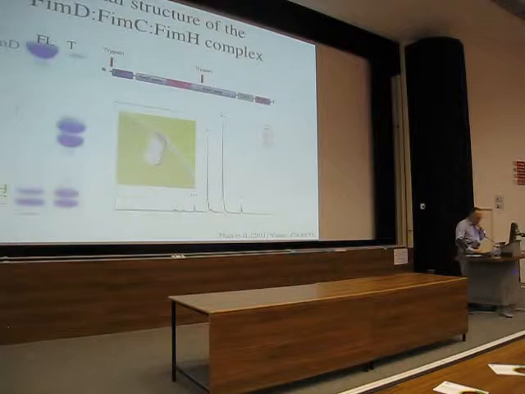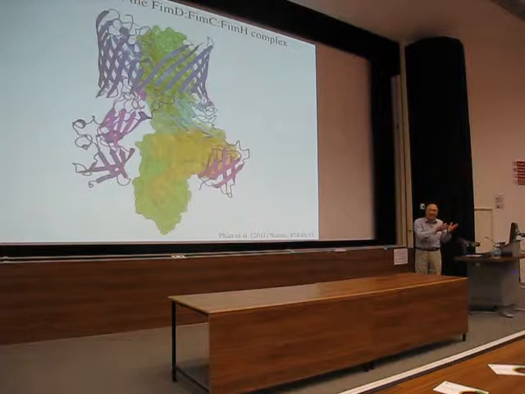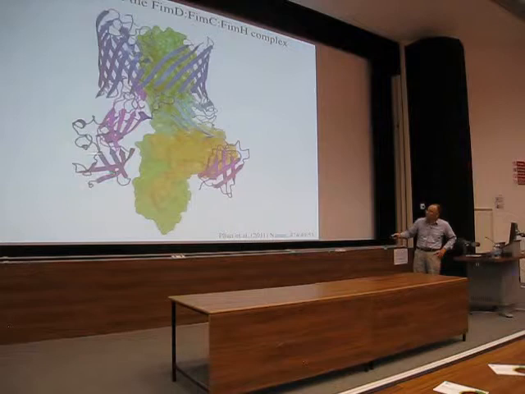So we determined the structure of that, and this is what you're seeing here. This is the full-length usher now, only missing 5 to 10 residues at the very terminus, which is hidden on the other side. The ribbon diagram is the usher, the subunit is in green, and the chaperone is in yellow.